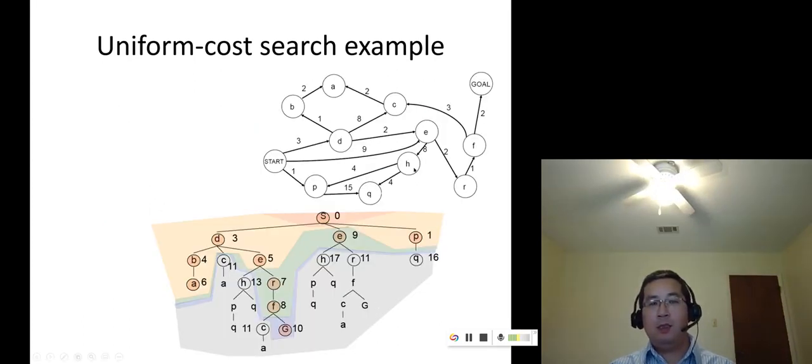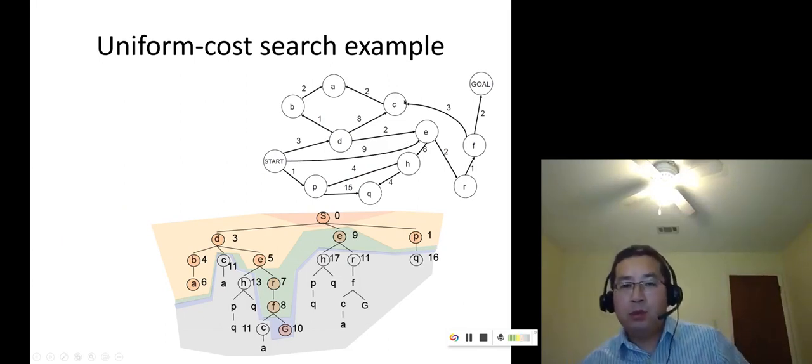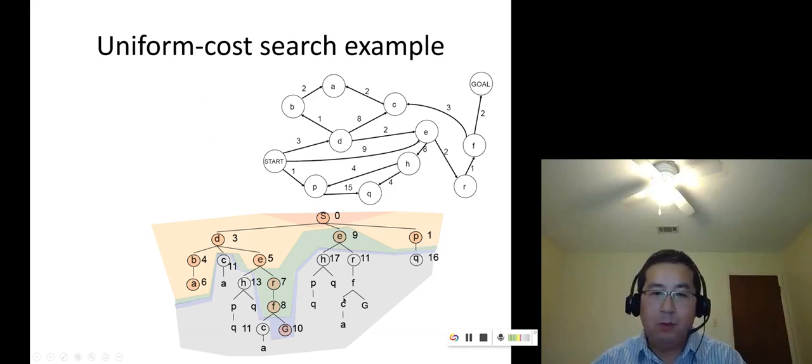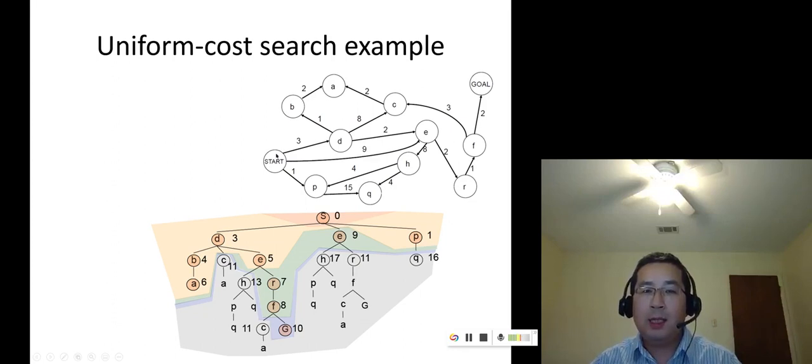Let's look at the steps. This one we draw in a more pleasant way, so that it will be easy for you to understand. We use different colors to represent the different frontier states. For example, initially it is S, and then we can reach D, E, and P, and the costs are 3, 9, and 1. That's why we save the path cost as well in the nodes.